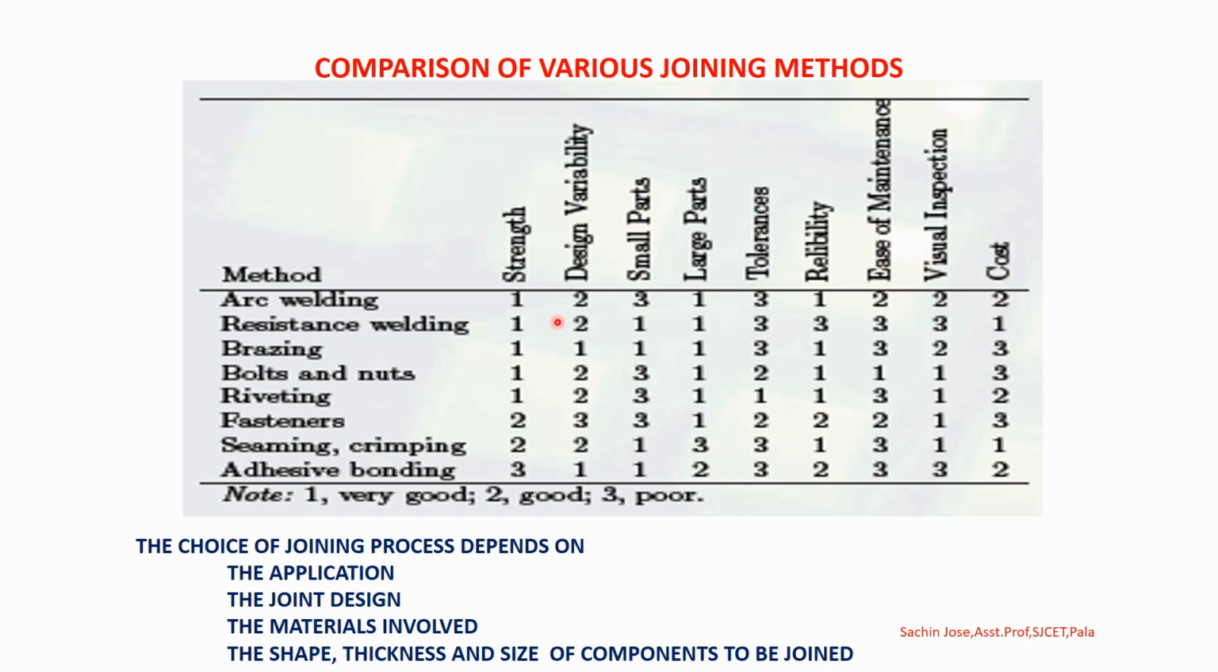Reliability is very good, ease of maintenance is somewhat, visual inspection is okay, cost is again in the middle range. So like this, if you compare different processes, fastening, adhesive bonding, bolts and nuts, you can see a broad comparison. So these are all joining methods. The choice of joining methods depends on the application, the joint design, the material involved, and the shape, thickness, and sizes of components to be joined. So a designer's, an engineer's job is this, broadly. As a designer, you will be doing these things.